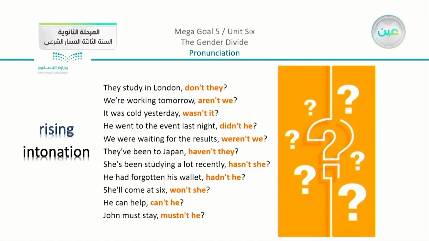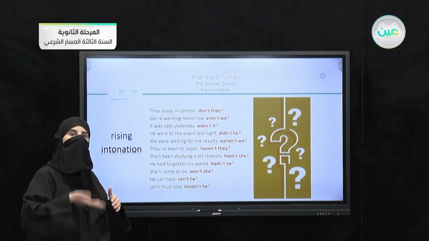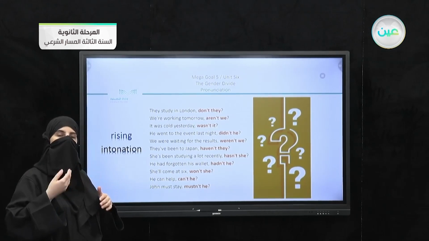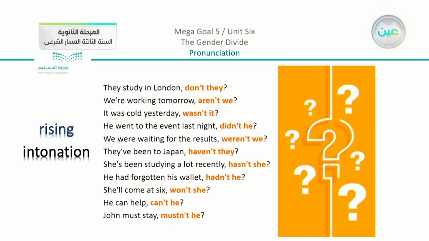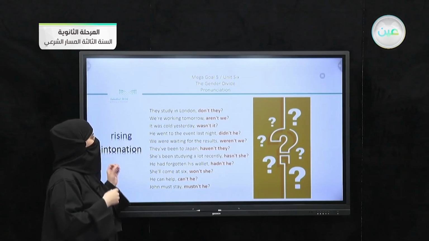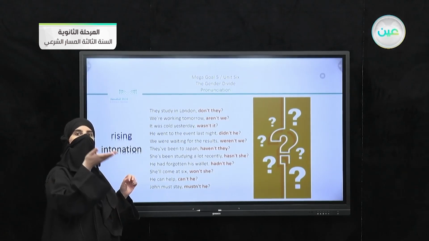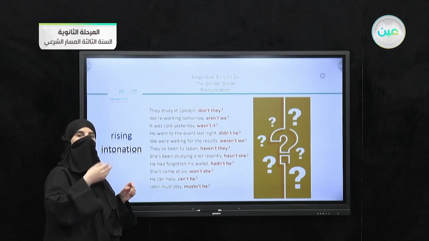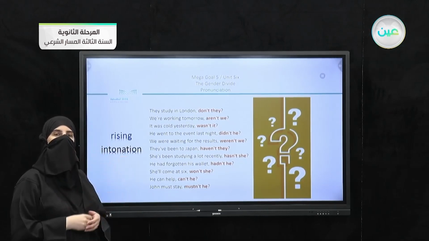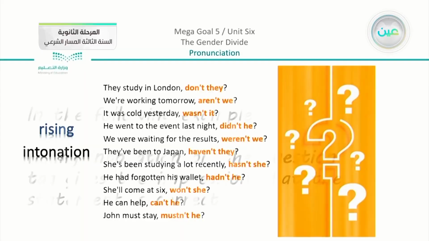They study in London, don't they? We're working tomorrow, aren't we? It was cold yesterday, wasn't it? You can see from the three examples that I am raising my tone at the very end, which is the tag question. He went to the event last night, didn't he? We were waiting for the results, weren't we? They've been to Japan, haven't they? So here we have these examples. We are actually raising the tone. Now let's see the other part.